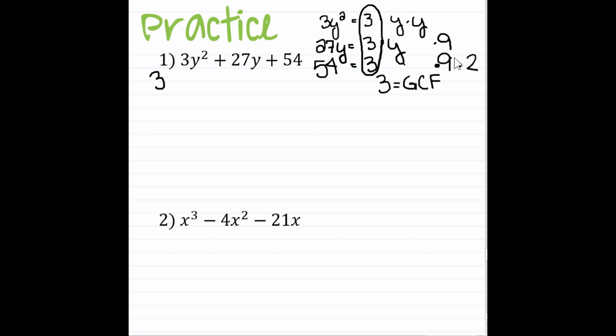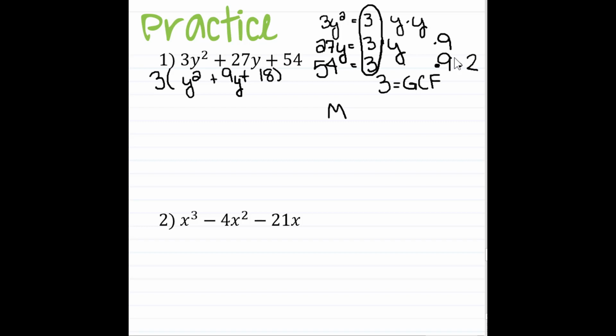We're going to have 3. We're going to start dividing. So 3y squared divided by 3 is y squared. 27y divided by 3 is 9y. And then finally, 54 divided by 3 is 18. Our next step is to factor.